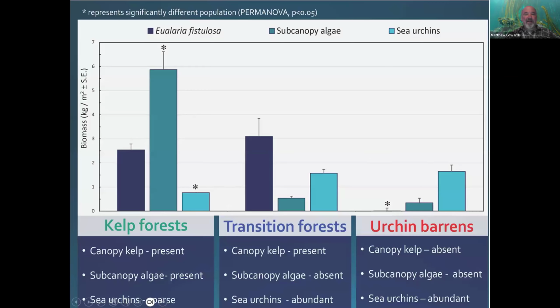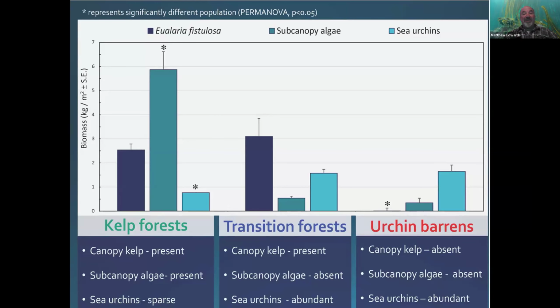Not super surprising there. And if we were to summarize everything, looking at the biomass here, the kelp forests have canopy kelps, subcanopy algae, and the sea urchins are sparse. But the transition has those canopy kelps up on top of those rocks, but they don't have the subcanopy algae, but they have lots of urchins. And in the urchin barrens, algae are essentially absent, and the sea urchins are really abundant. So that's the way I've set it up.